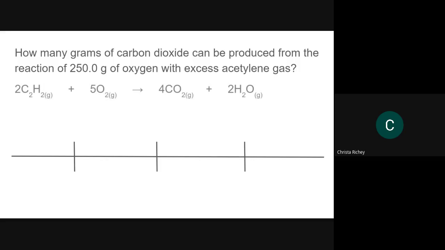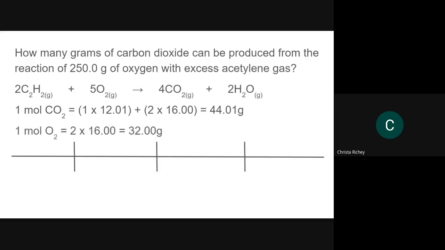So I am starting, it's the same balanced equation. I am starting with 250 grams, but now of oxygen gas. And I want to know how much carbon dioxide is going to be produced. The acetylene gas, once again, has nothing to do with this problem because it's in excess. That means that the oxygen has to be the limiting reagent. So I know I'm going to need the mass of carbon dioxide and oxygen gas. Carbon dioxide is 2 times 16 plus 12.01. Oxygen is 2 times 16.